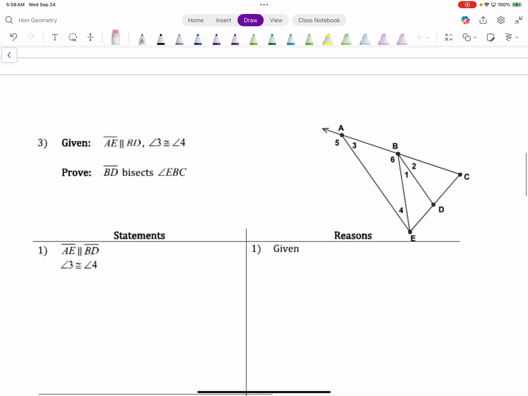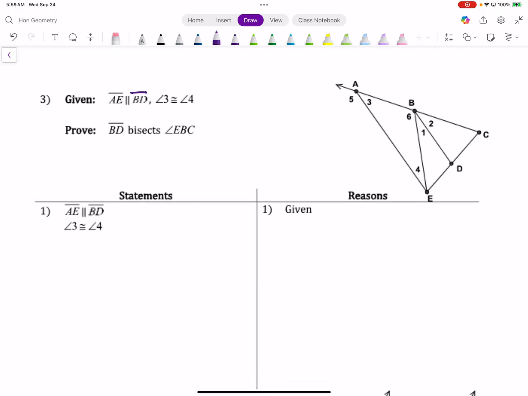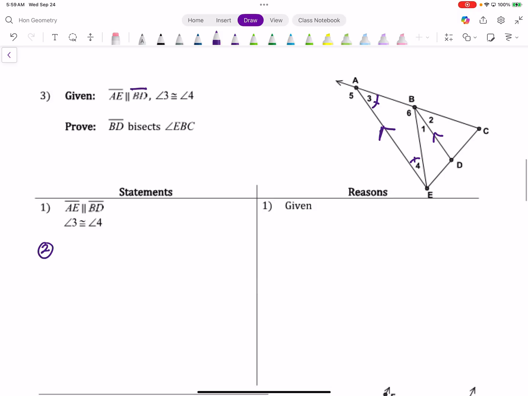All right, so this one, let's fix this. These are segments, both of those. That looks good. And it looked like a segment back down here. Okay, so we've got our big picture over here. So our givens, we know that AE is parallel to BD. Okay, so we got that. We know that angle 3 is congruent to angle 4. All right, so I've marked up what I know going in.